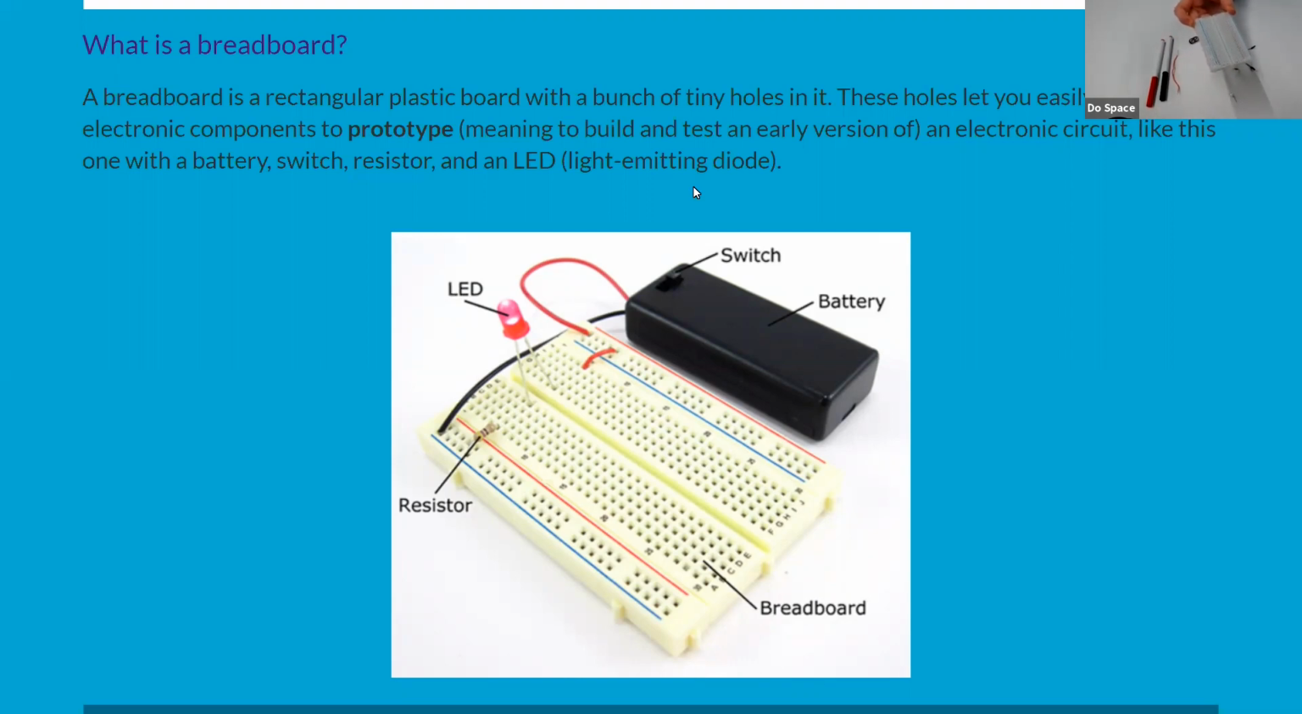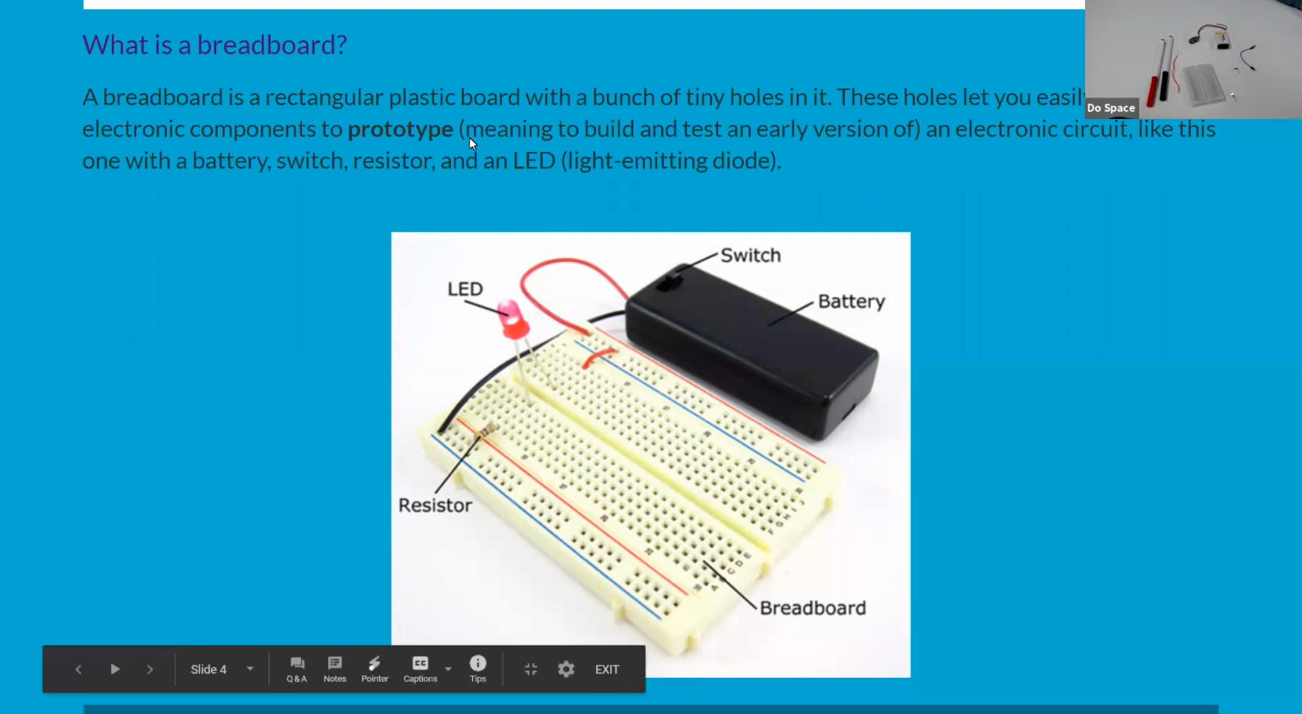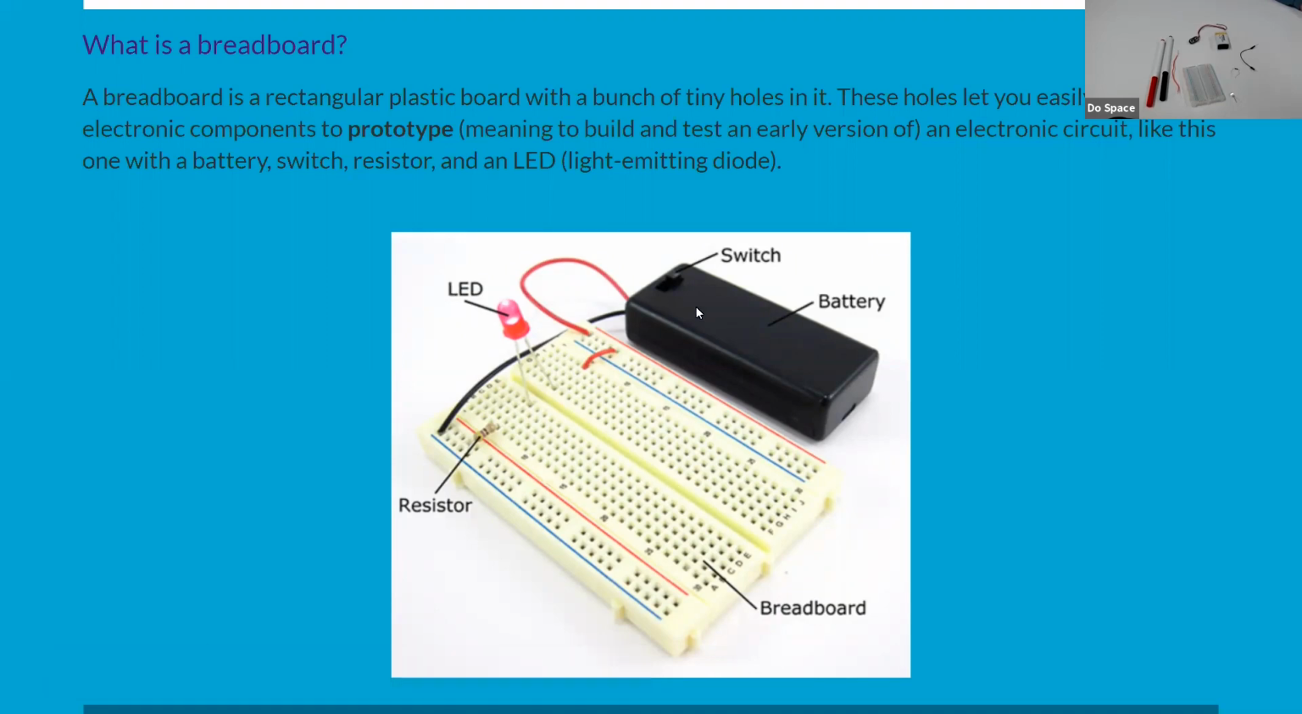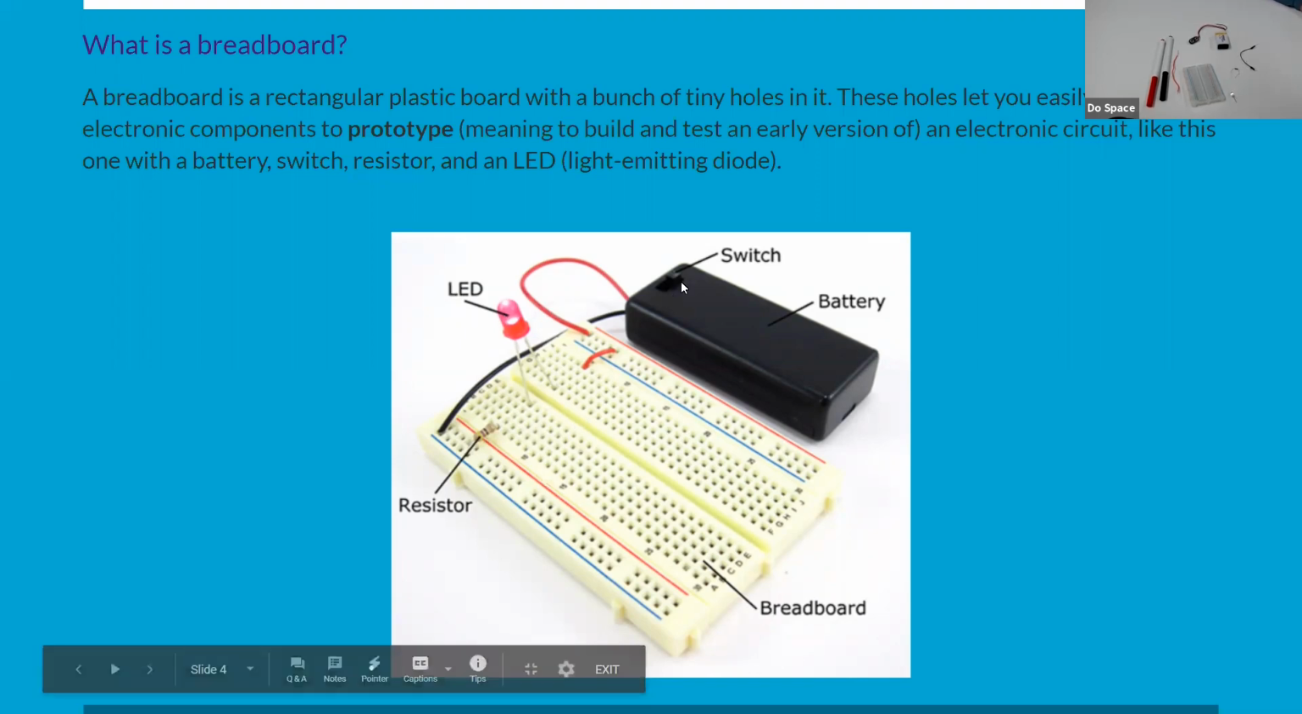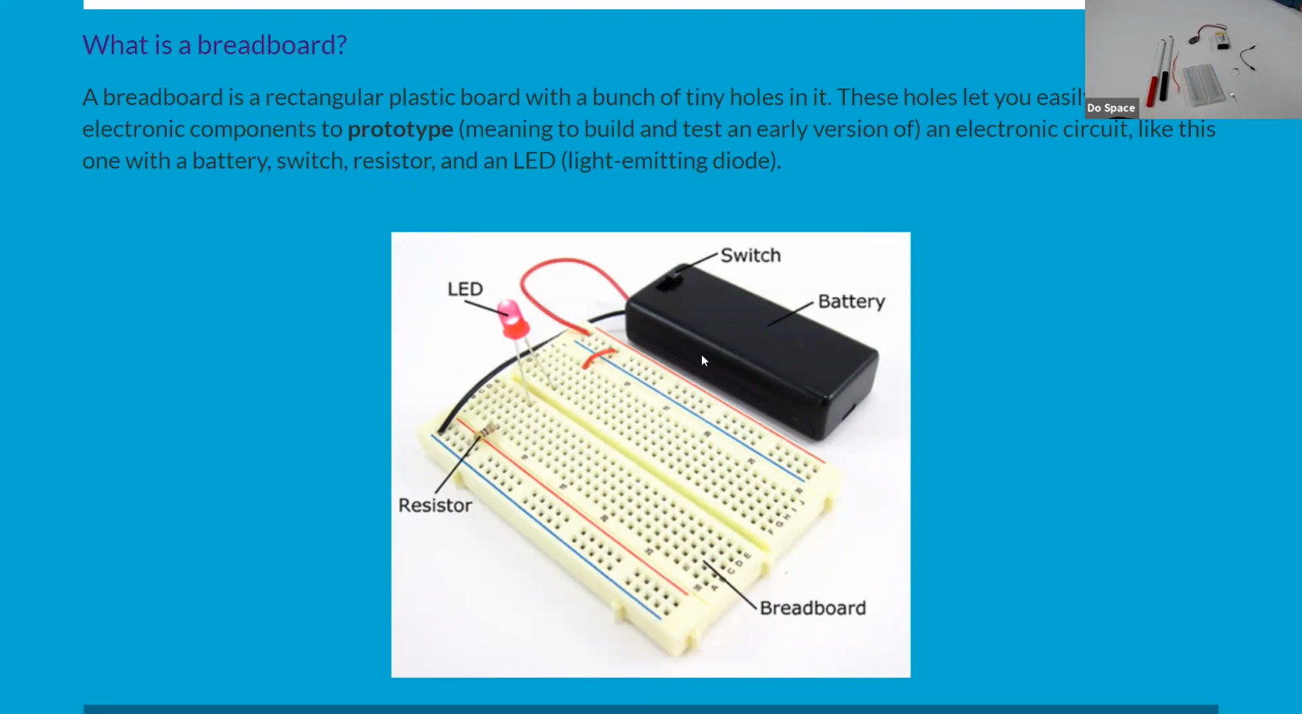And for electronic circuits, like you can see in my picture on my PowerPoint, we have the components in our circuit. We have our battery with our switch. Some of the other components are our LED, a resistor, and then obviously our breadboard. So we're going to be using a lot of the things you see here when we're building our pretty basic circuit today.